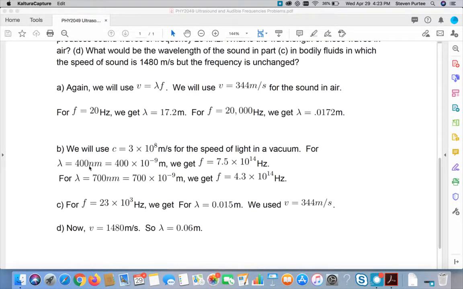So for the 400 nanometer wavelength, here they gave us the wavelength. We want to find the frequency. A nanometer is 10 to the negative 9th meters. So we get a frequency of 7.5 times 10 to the 14 hertz. And for the 700 nanometer, 4.3 times 10 to the 14th hertz. Again, we're still just using v equals lambda f here and solving for f.